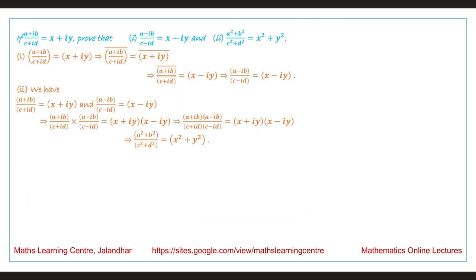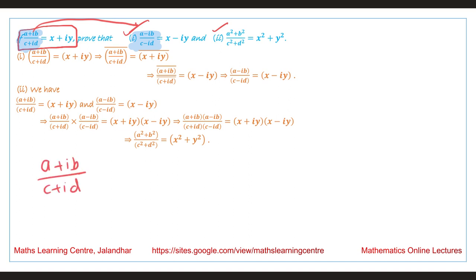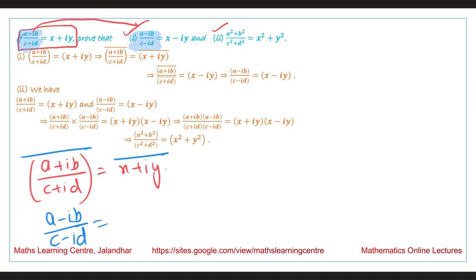Next is, if a plus iota b over c plus iota d is equal to x plus iota y, we have to prove these two results. So look at this first result. If we compare this value a plus iota b over c plus iota d with this, so clearly we can see that this value is the conjugate over here. So if we write a plus iota b over c plus iota d equal to x plus iota y, and we take the conjugate of both these terms, we will obtain a minus iota b over c minus iota d is equal to x minus iota y. This is our first part.